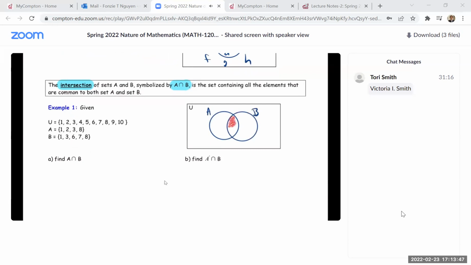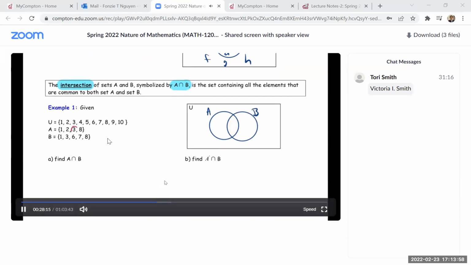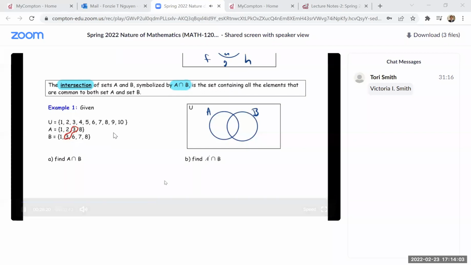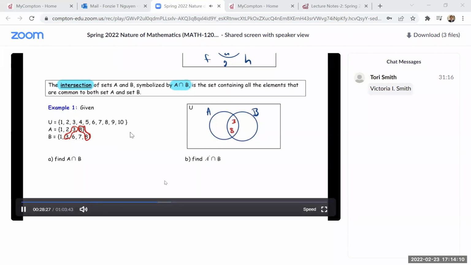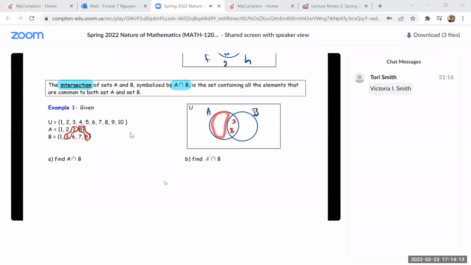Anybody know what should go in the middle? 3 and 2. Let's see. I'm just seeing 3. Oh, and one more. 3 and 8 too. So you're right, 3 and 8. And then what should I put in this region? 1 and 2. Yeah, just 1 and 2.